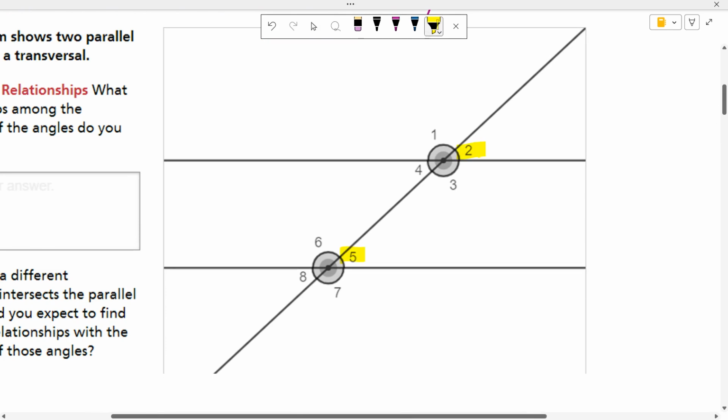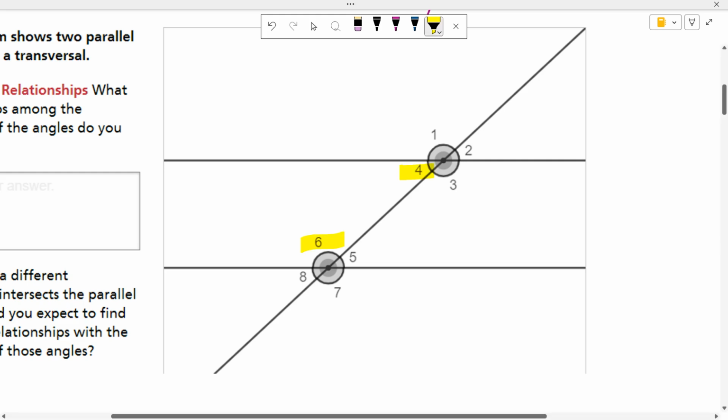What types of angles are 2 and 5? Out of that list of angles, and you can look on your vocab sheet, what kind of angles are 2 and 5 in this situation? Corresponding angles, because see how it's to the upper right, same corresponding position. Okay? What about 2 and 8? What types of angles are 2 and 8? Alternate exterior angles. Alternate exterior.